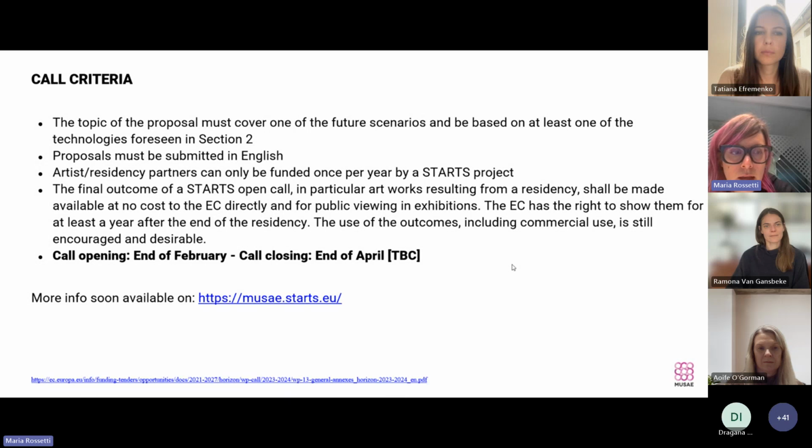As far as the eligibility of content is concerned, of course, the topic must cover either the future scenarios as well as the technologies that were mentioned before. A proposal must be submitted in English, and it is very important that artists, SMEs, and different types of partners can be funded once a year in START projects. This means that if in 2024 you have already been awarded the STARTs grants, you will not be eligible for that. The confidentiality and IP rules will follow the usual rules as foreseen for the background and foreground of the European Commission, which are publicly available in the participant portal and the model of the grant agreement.